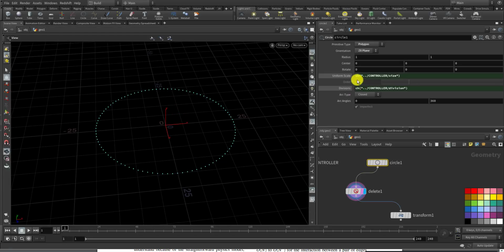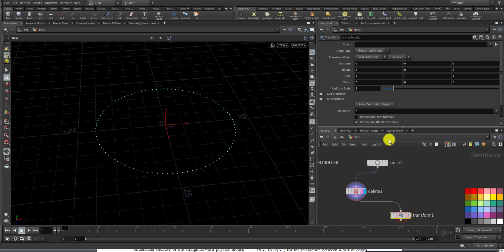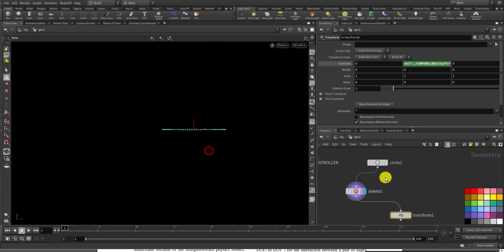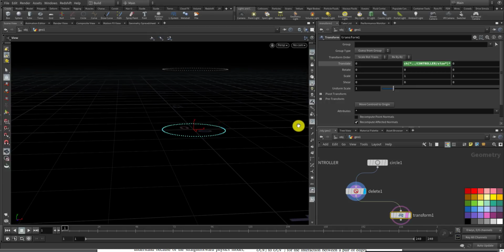Okay, now for the transform, let's transform in the y direction using the same size value and multiply it by 2, so that it moves upward by the value of the diameter. Okay, maybe I could move up a little bit more. Maybe I could multiply it by 3. That looks a little bit better.